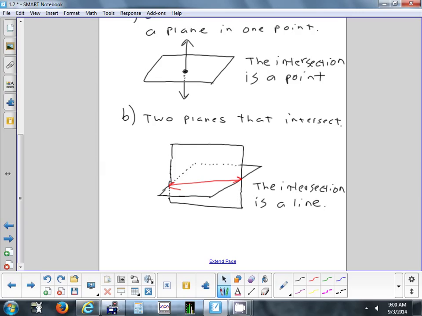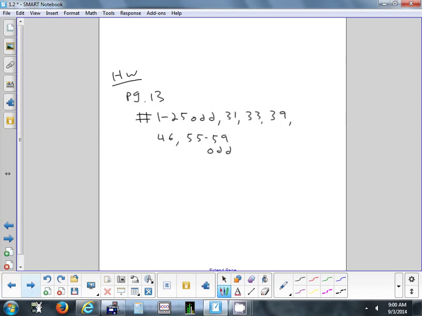All right. Any questions on that? Okay. So that's the basics of section 1.2. Okay, notice we didn't talk very much about angles today. We're going to talk about angles and acute angles, things like that later on.